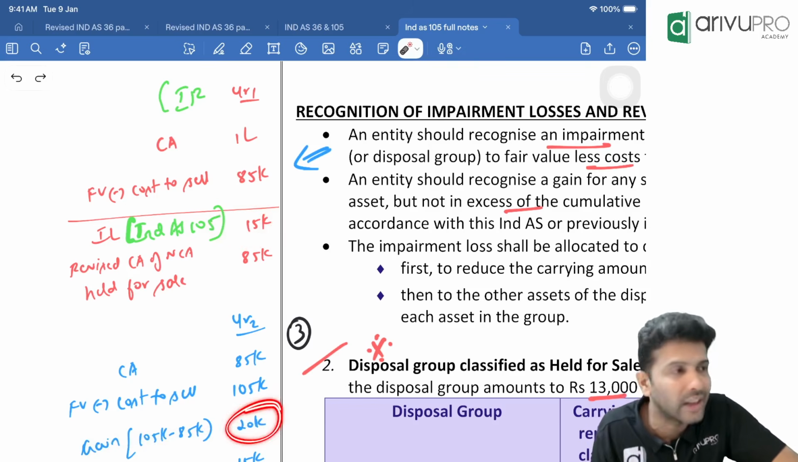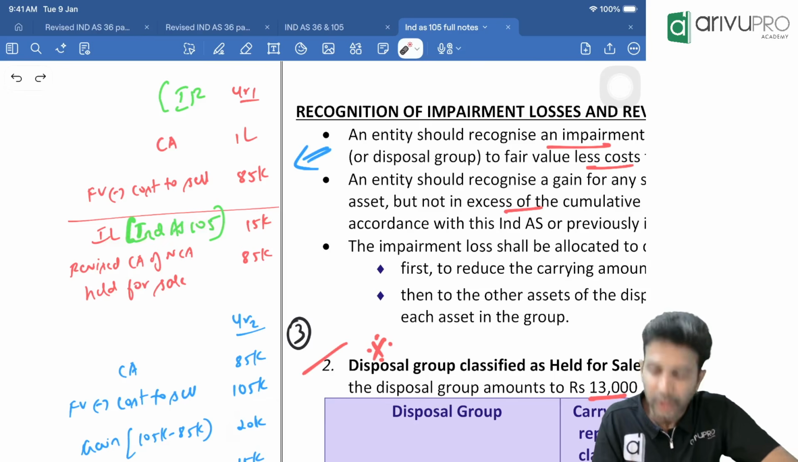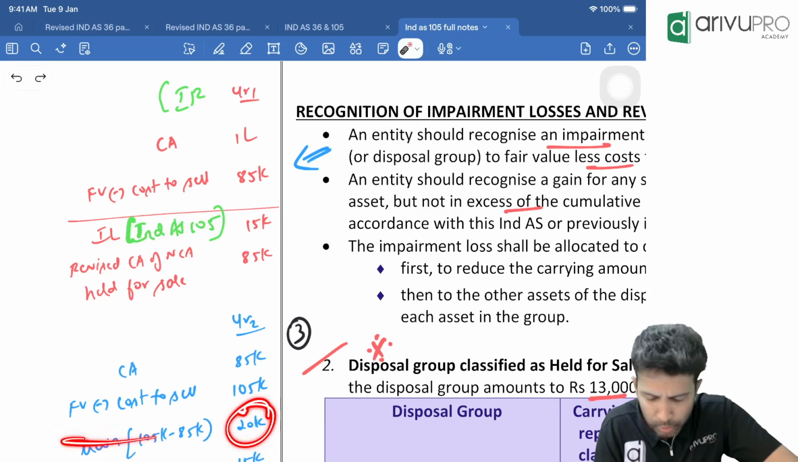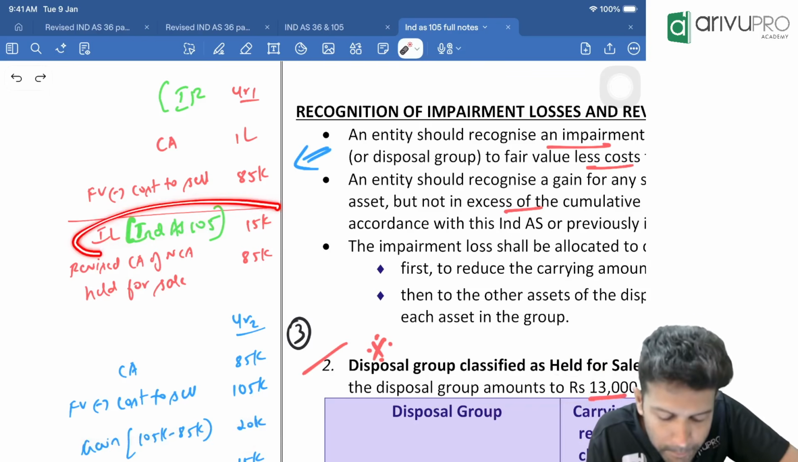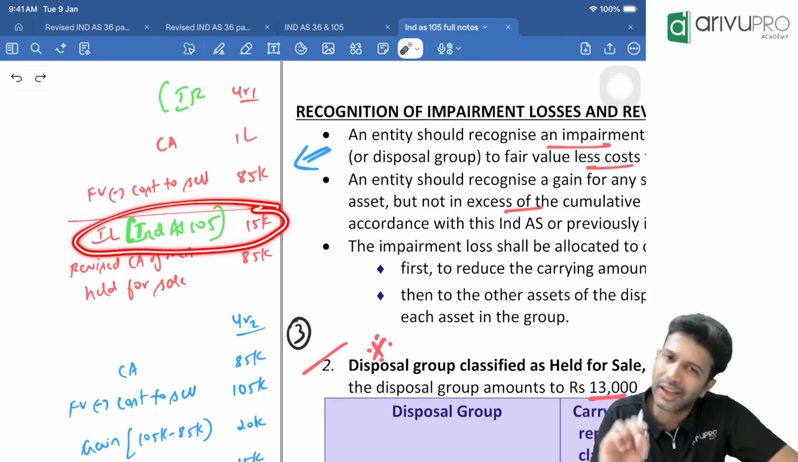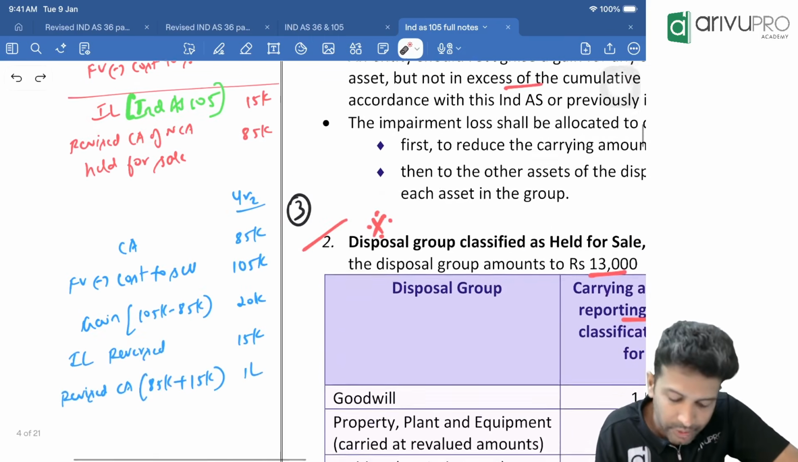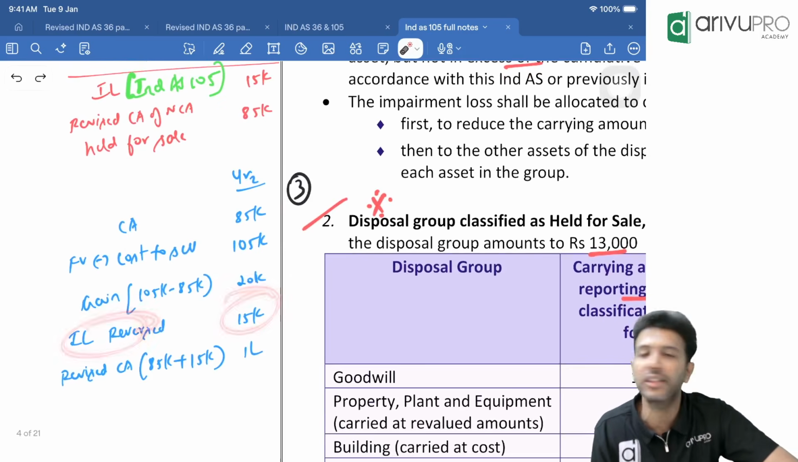No, you have got a gain. It's not really a loss, correct? It's a 20,000 gain. You cannot book this gain because it goes against the measurement principle. But whatever impairment loss you booked initially, that you can reverse. So that's what I've written over here. Impairment loss, you can reverse 15,000.